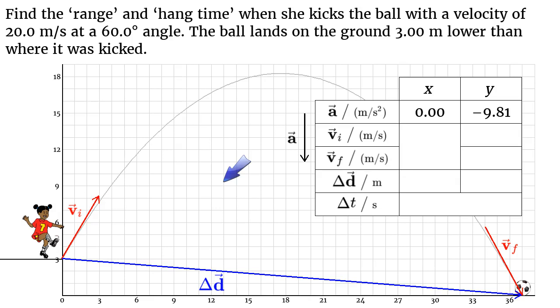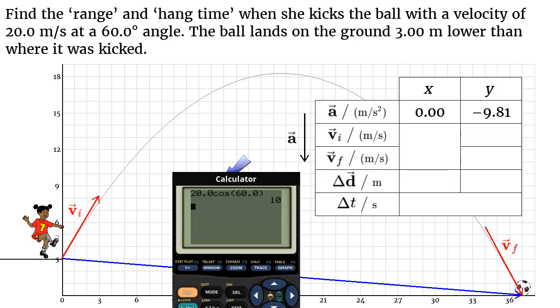So I'm going to get out my calculator. I'm going to type in 20.0 times the cosine of 60.0. So 20 is the magnitude, 60 is the direction. The cosine equation gives us the x component. So the calculator is telling me that the x component, the forward motion of that initial velocity, is 10 meters per second. So I can fill that in my table as part of the x component.